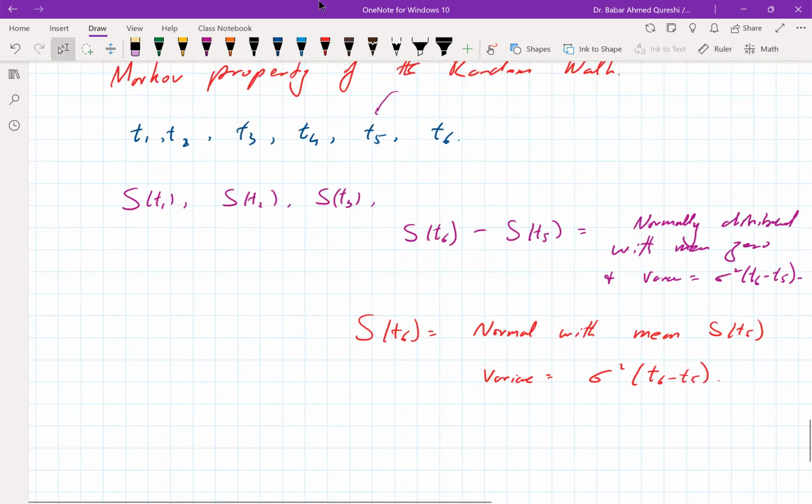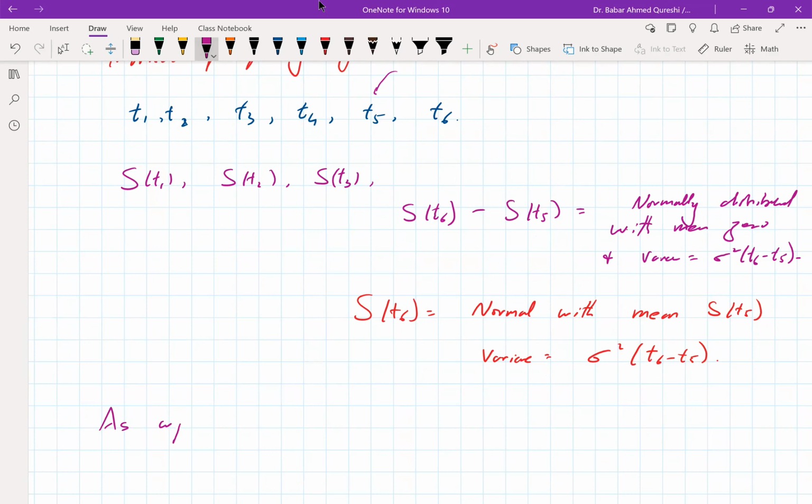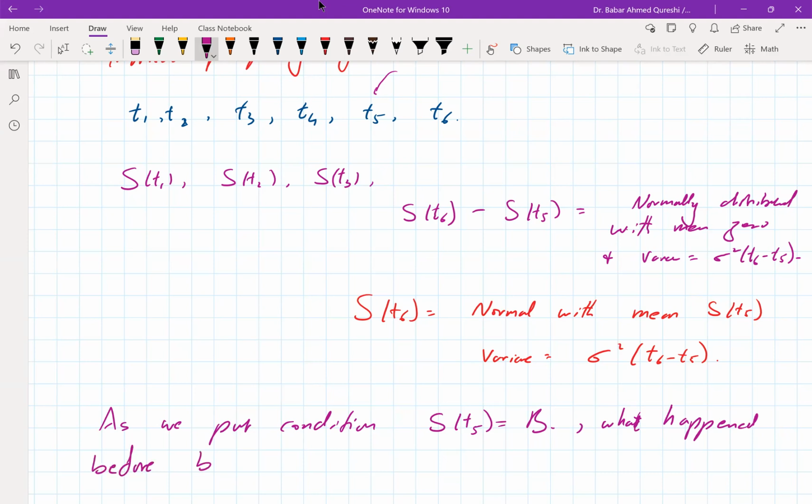That means as soon as we put the condition that S of any one of them, let's say here we're talking about some number b, what happened before becomes irrelevant. So it's just renewed. You can just look at it from any one time and move forward from there. So this is the Markov property, and it has consequences.